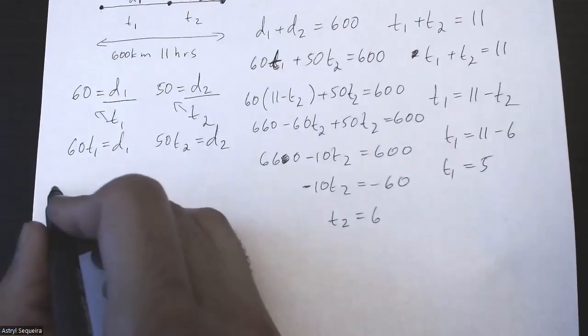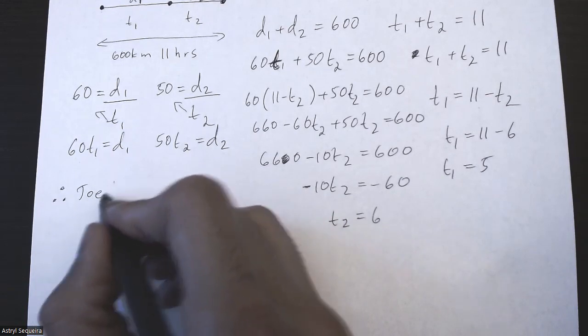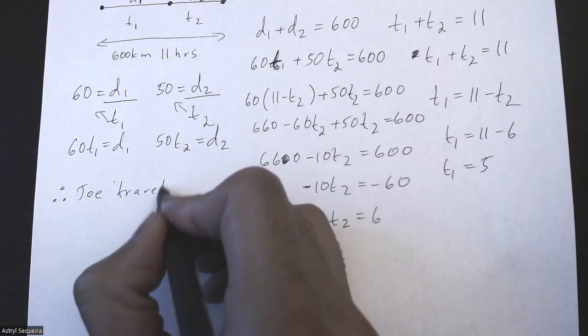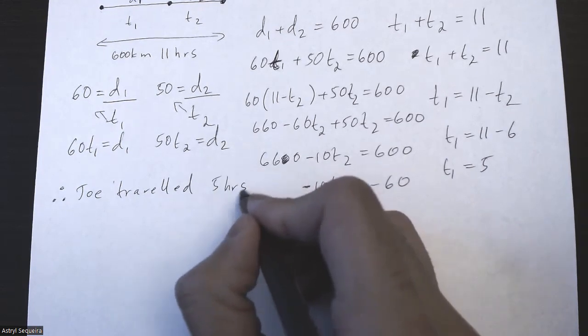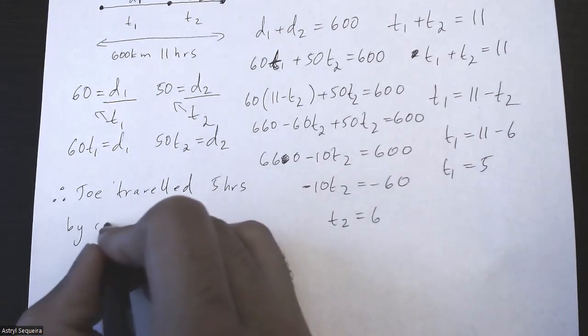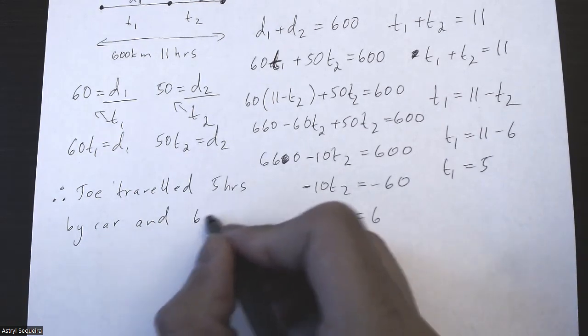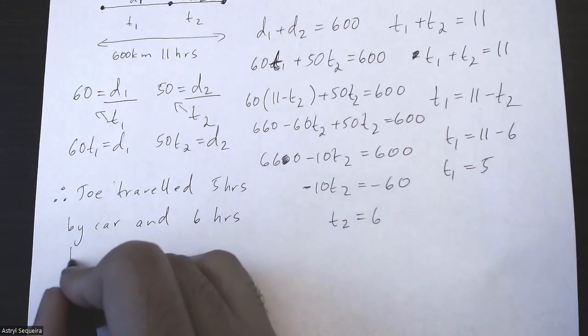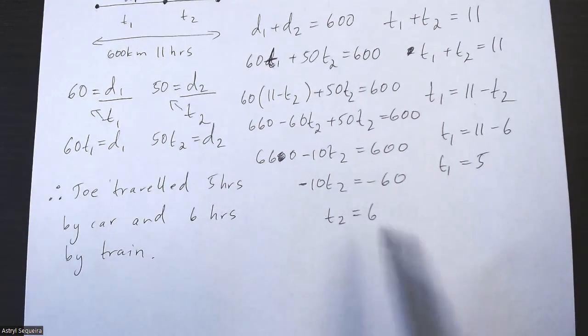So we can put a therefore statement. Therefore, Joe traveled 5 hours by car, that's my T1, and 6 hours by train, which is just my T2.